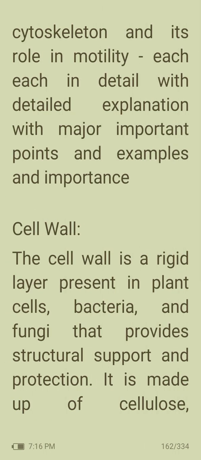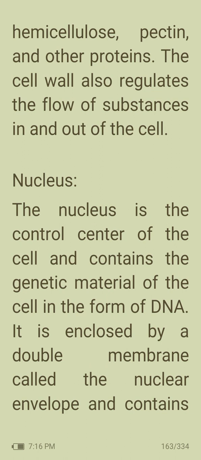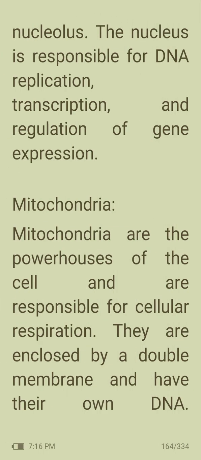Then, cell wall. The cell wall is a rigid layer present in plant cells, bacteria, and fungi that provides structural support and protection. It is made up of cellulose, hemicellulose, pectin, and other proteins. The cell wall also regulates the flow of substances in and out of the cell. Then nucleus. Nucleus is the control center of the cell and contains the genetic material of cells in the form of DNA. It is enclosed by a double membrane called nuclear envelope and contains nucleolus. The nucleus is responsible for DNA replication, transcription, and regulation of gene expression.